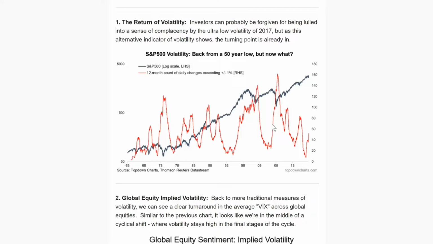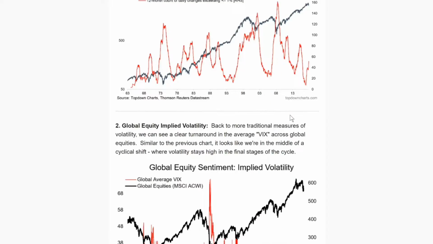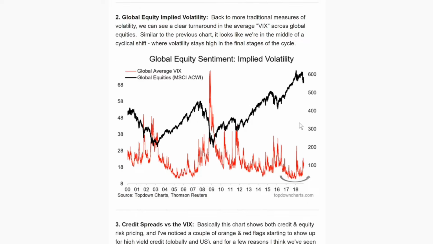I think the next few charts will help add a little bit of colour to that, because we're having a little bit of a volatility theme this week. So the second chart is a more traditional measure. This is the average VIX, or volatility index, implied volatility across global equities.